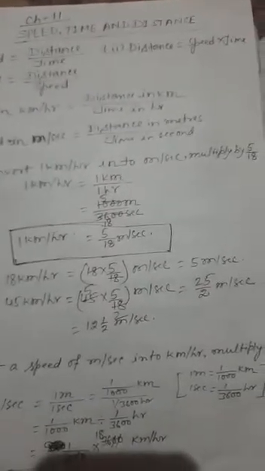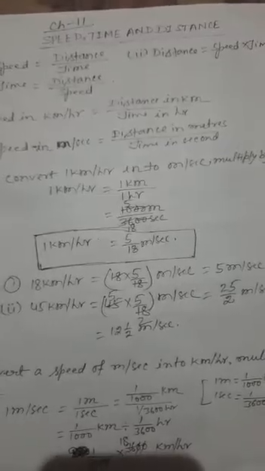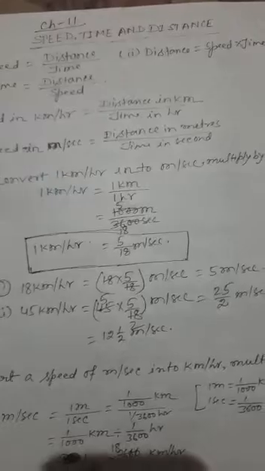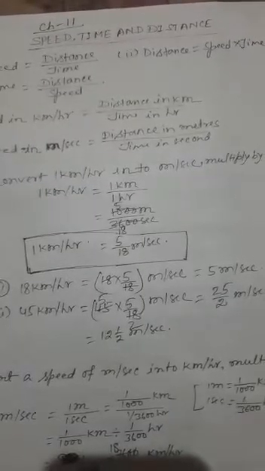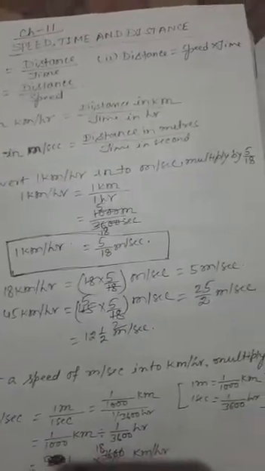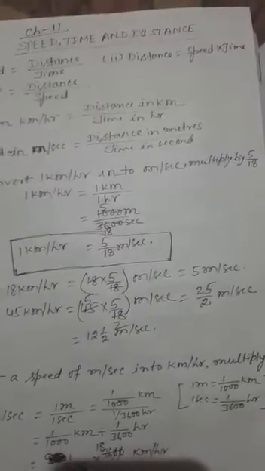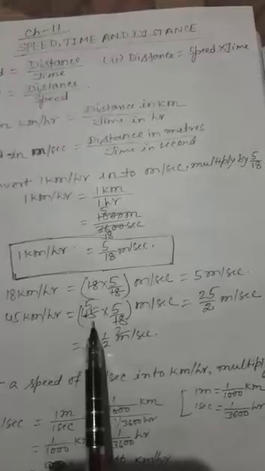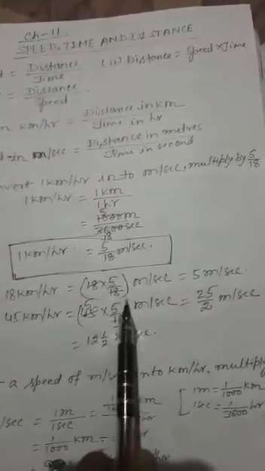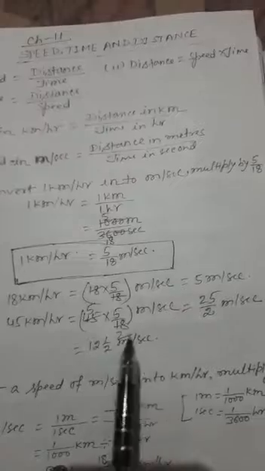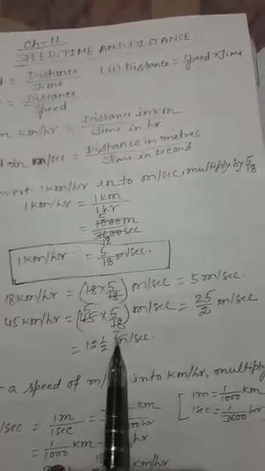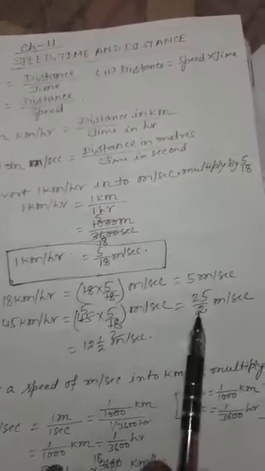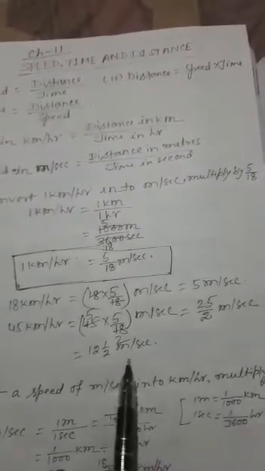See, I did two examples for you. First example, 18 kilometer per hour is equal to 18 into 5 by 18, that is, 18 cancels out, it will be 5 meter per second. Similarly, 45 kilometer per hour is equal to 45 into 5 by 18 meter per second. It is divisible by 9: 9 twos are 18, 9 fives are 45. So 5 into 5, 25, 25 by 2 meter per second, which is equal to 12 1 by 2 meter per second.